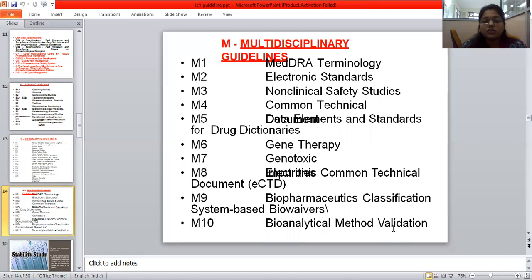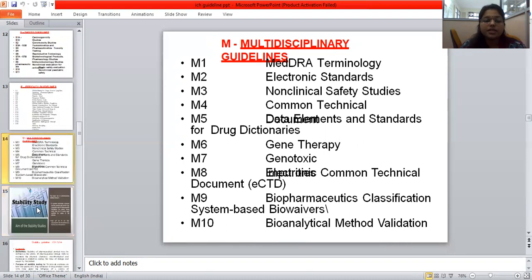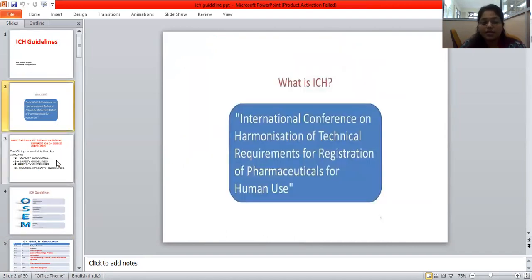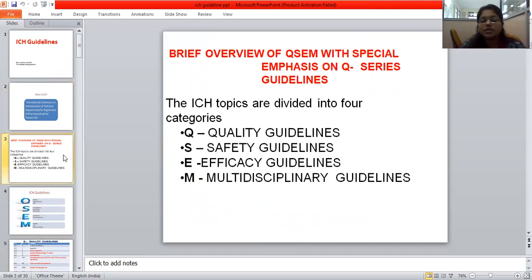In this lecture we study about what is meant by quality guideline, safety guideline, efficacy guideline, and multidisciplinary guideline. So we can stop here. In our next session we can start with what is meant by the stability study. So I hope you all understand about what is meant by the ICH, and we already discussed about what is the quality guideline, safety guideline, efficacy guideline, and multidisciplinary guideline. Okay, so we can stop here.